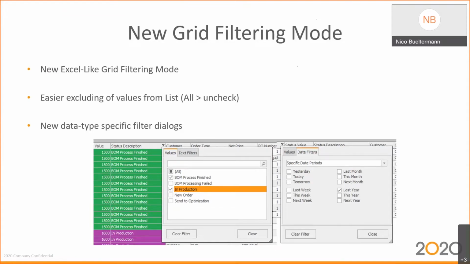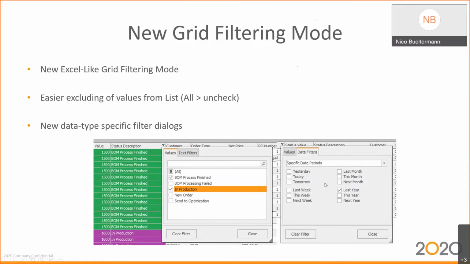And besides that, it features also some data type specific filter dialogues like we can see here for these date values. So instead of setting date ranges manually, you can now set the filter to, for example, only show you data from this week, as we can see here on the right side.